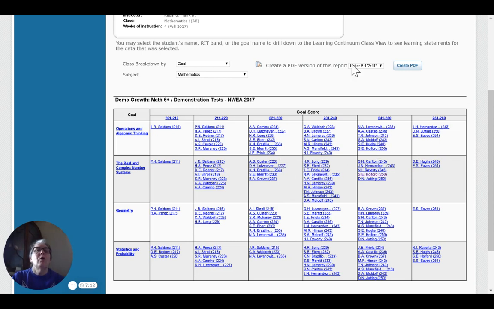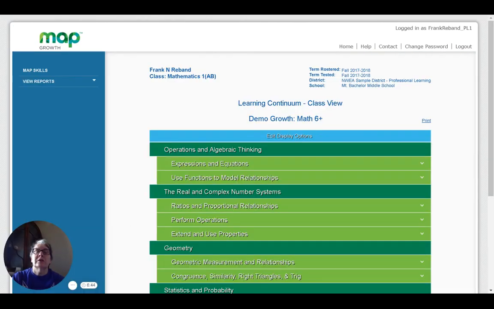If I need to look at what these mean, because, as we'll say in the next session, I'm not sure what 201 to 210 means as far as how this translates to any sort of skill level, I can click on operations and algebraic thinking, or click on the numbers up here. Either one of these will take us to the learning continuum, which we will be discussing in the next session.